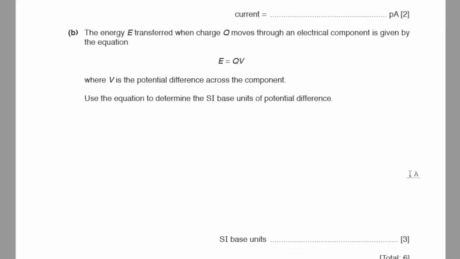Part B, the energy E transferred when charge Q moves through an electrical component is given by the equation E is equal to Q into V, where V is the potential difference across the component. Use the equation to determine the SI base units of potential difference. So potential difference is equal to energy transferred divided by the charge Q, where energy is equal to force into distance, and force is equal to mass into acceleration. So energy is equal to mass into acceleration into distance, and charge Q is equal to current into time.